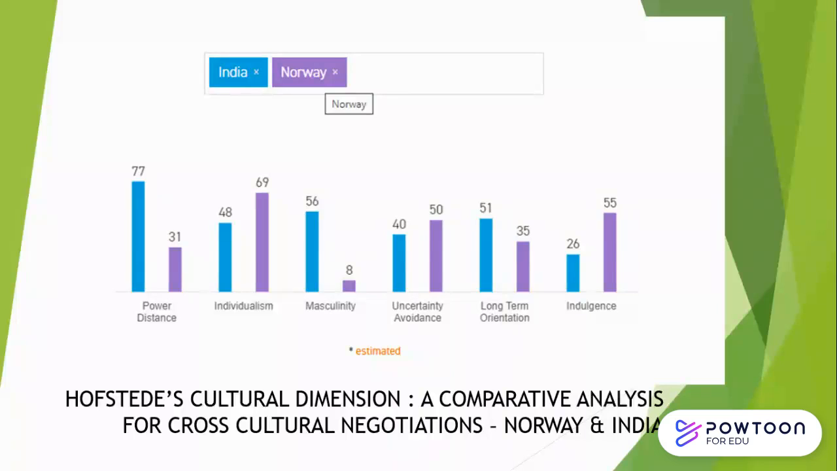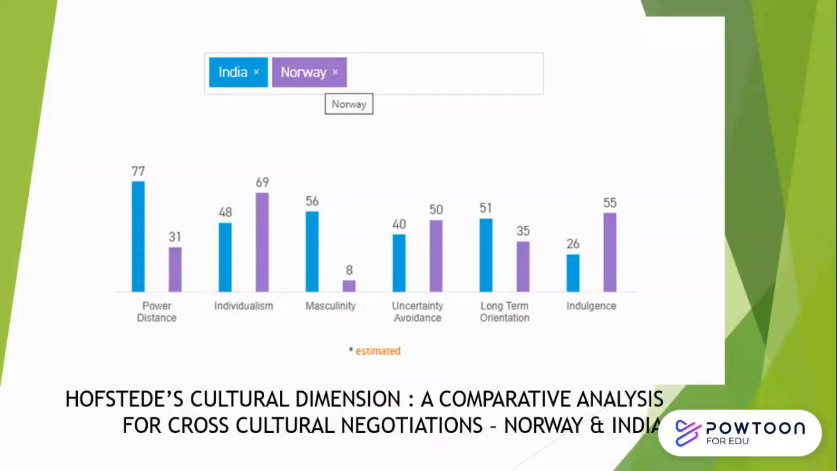Today, I would like to make a presentation on a comparative analysis for cross-cultural negotiations using the Hofstede cultural dimension. The two countries for comparison are Norway and India. There are 6 dimensions in Hofstede cultural dimension. The first one is called power distance. It actually refers to the extent to which less powerful members of a society accept that power is distributed unequally.